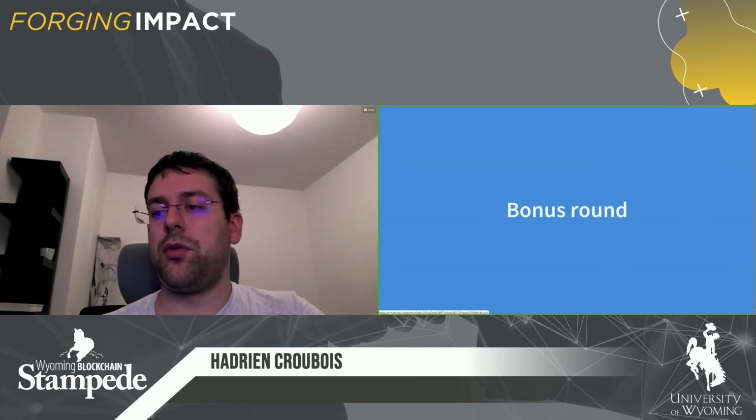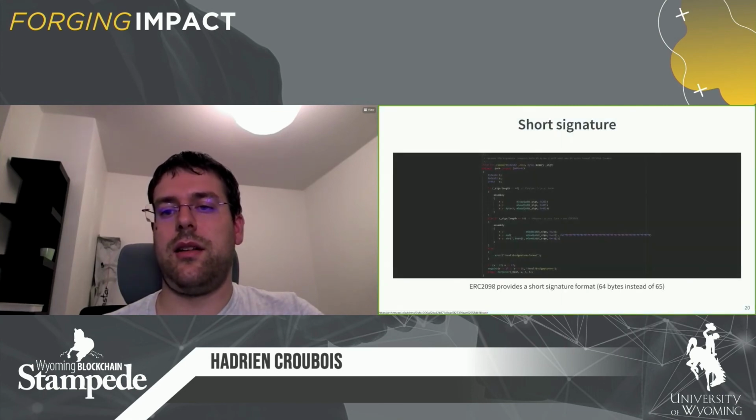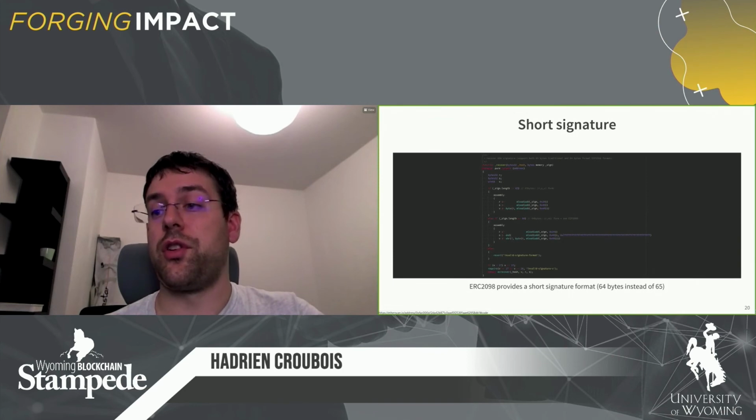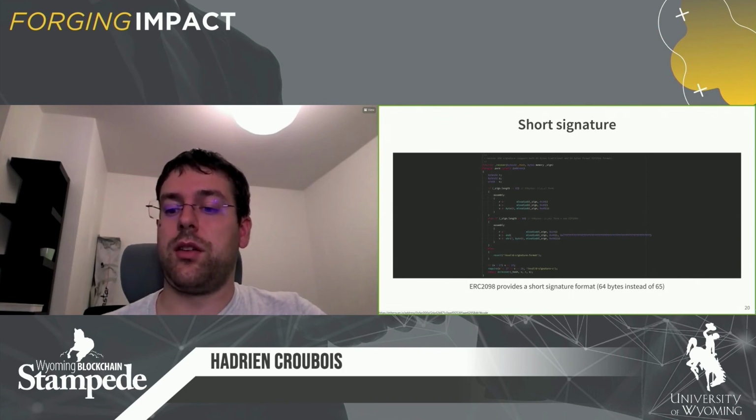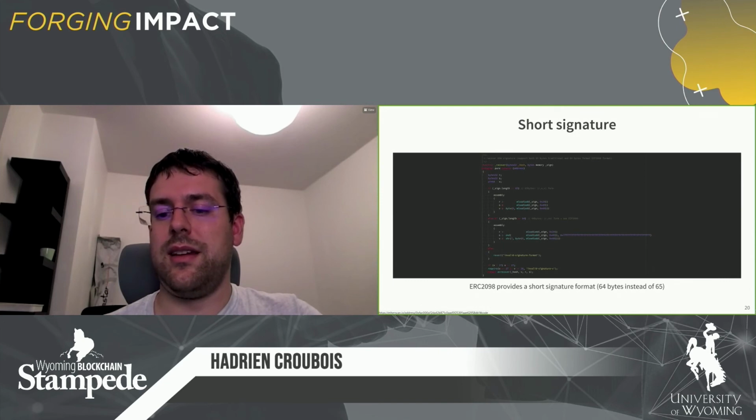So a small bonus round with additional tricks that I didn't want to discuss a lot, but that I think are still useful. First of all, the short signature one. We discussed EC recover just before. There is a trick for your signature to be 64 bytes long and not 65 bytes long. This is detailed in EIP 2098.